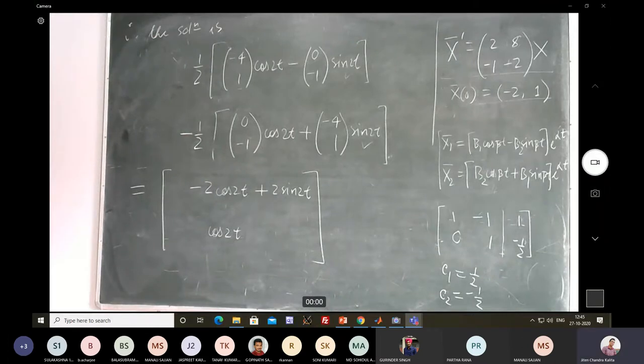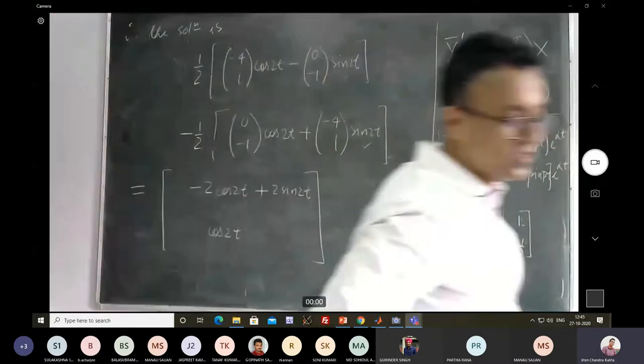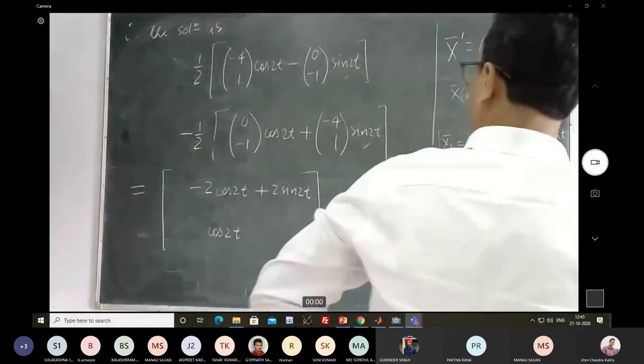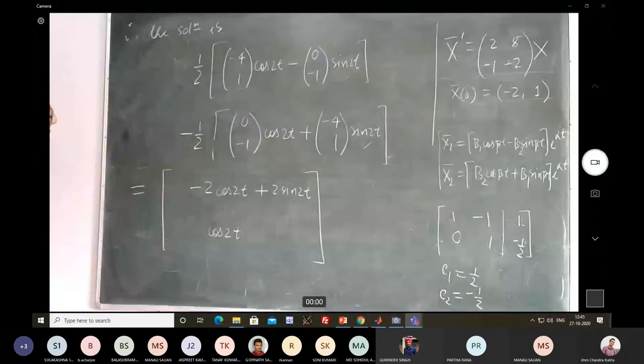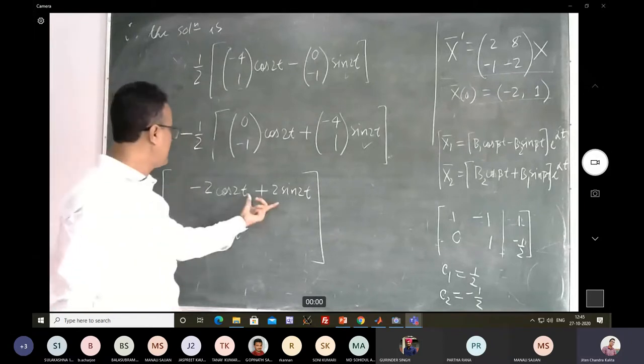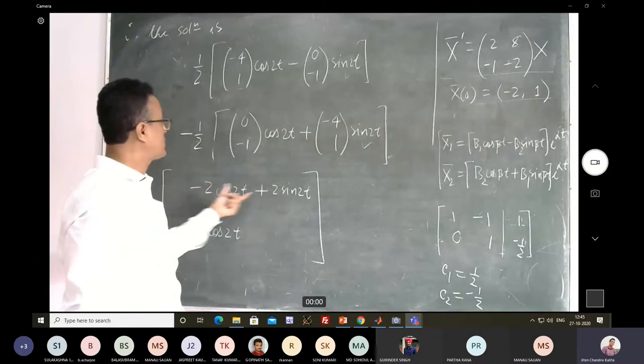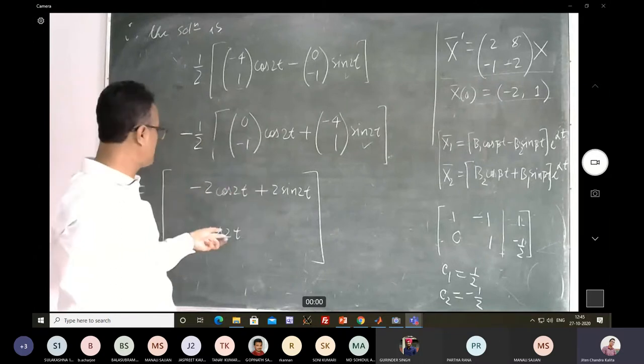There is a plus minus difference between their solution, Jiten Kulen, and my solution. Somewhere I missed something. I don't know whether I have interchanged x1 or x2. In Jiten Kulen, they are getting it as 2 cos t minus 2 sin t, and this they are getting as minus cos 2t.